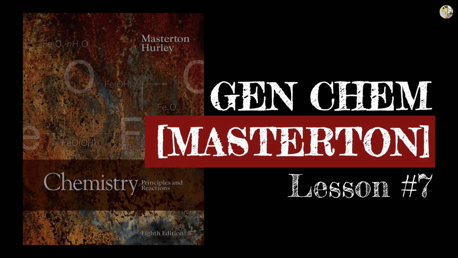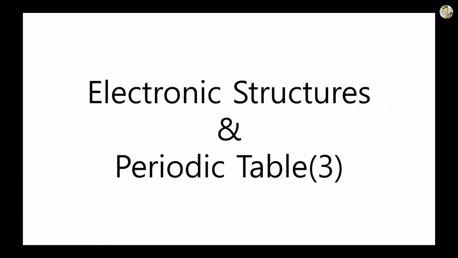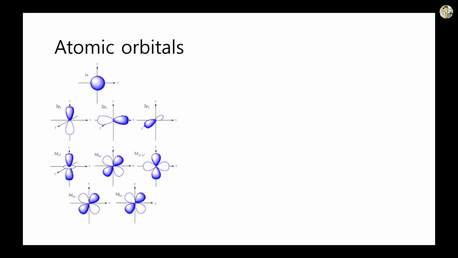This is the last lecture about electronic structures and the periodic table. My last two lectures of this chapter were focused on quantum mechanics, but this lecture is less related to it, and it will be quite easy. We're going to start with atomic orbitals in this lecture.